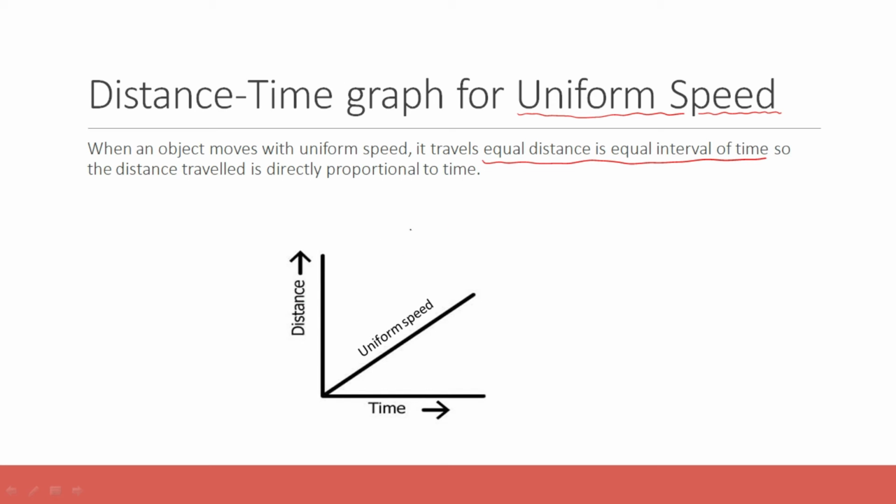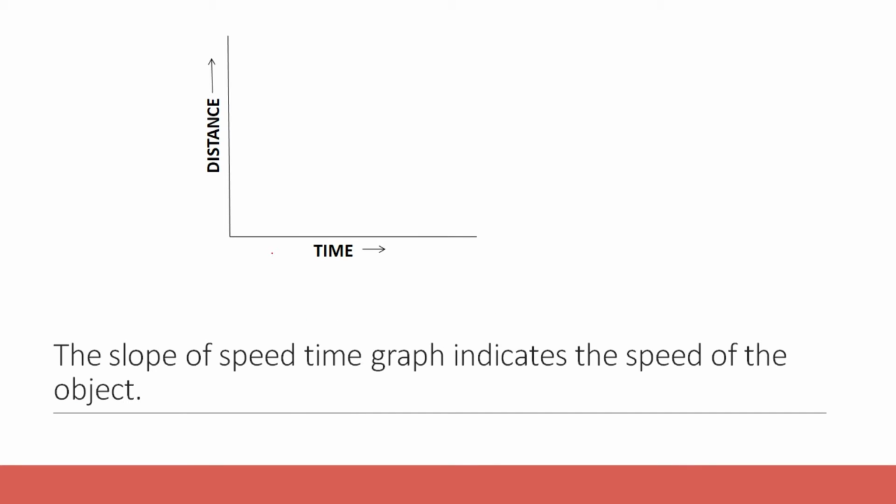If you have to draw the graph for a body which is moving with a uniform speed, the graph is always a straight line. So keep it in mind that for uniform speed, the graph is always a straight line. And this is a graph between distance and time. Now here, the slope of the graph indicates the speed of the object. Now suppose that there are two bodies. There is body A which is moving with one speed, and there is body B which is moving with a different speed, and both of them are in uniform motion.